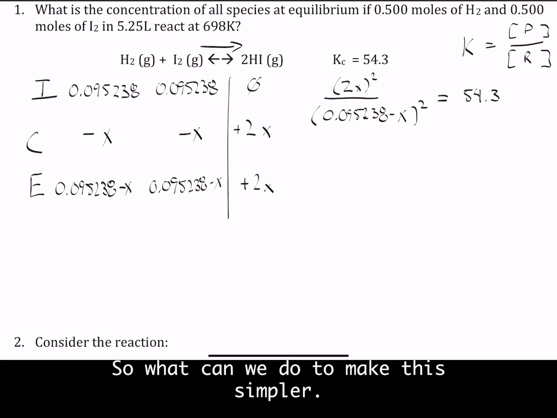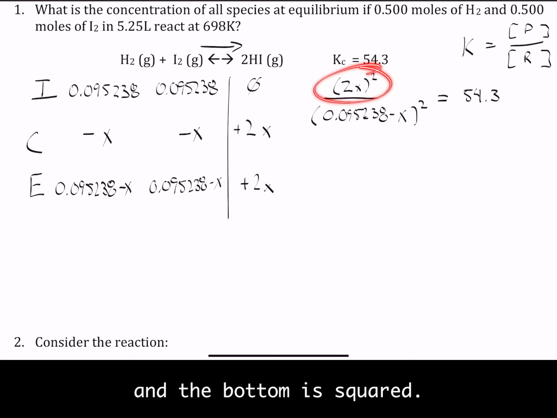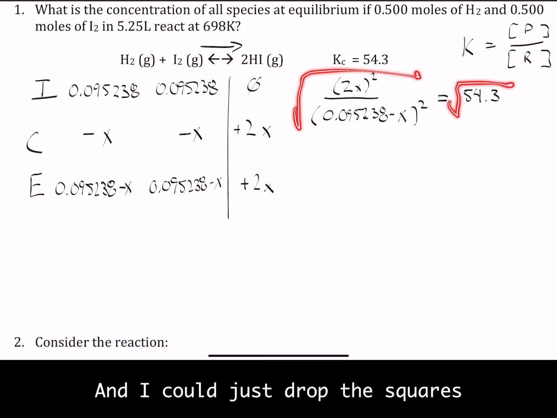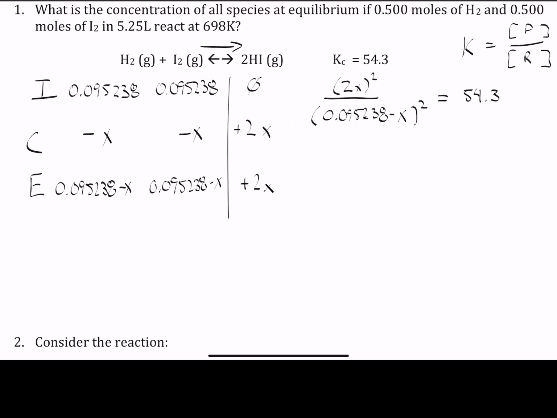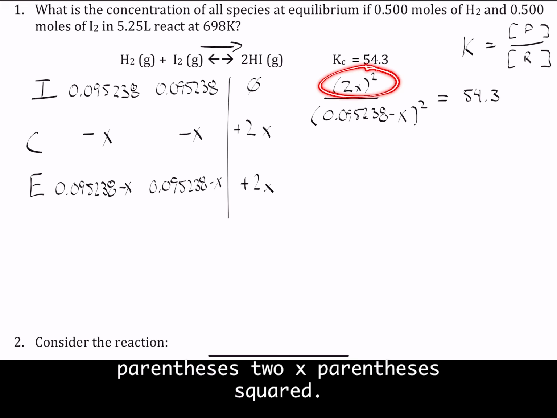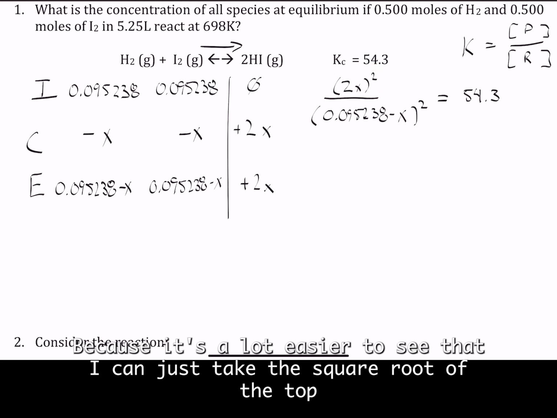So what can we do to make this simpler? Yeah. If the top here is squared and the bottom is squared, I can take the square root of this whole side and the square root of this side, and I can just drop the squares, which is really nice because then I don't have to do a quadratic formula. And so that's why I wrote this out as parentheses 2x parentheses squared instead of writing out 4x squared, because it's a lot easier to see that I can just take the square root of the top and bottom.